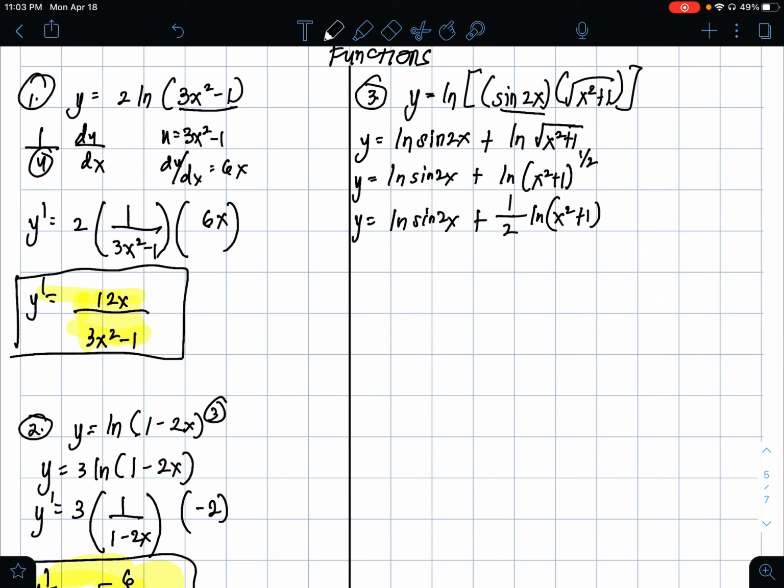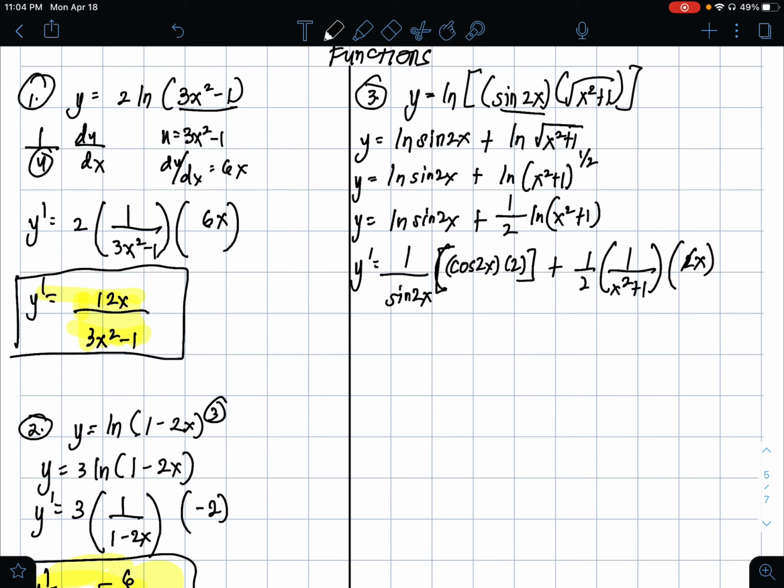So, to differentiate this, we will now start. That's y prime is equal to ln of sine 2x. So, sine 2x is our u. So, that's 1 over sine 2x times the derivative of sine 2x. The derivative of sine x is cos x, right? So, this is cos 2x, but we have to multiply it by 2. Okay? Plus 1 half times 1 over u. Our u is x squared plus 1. And then, our du over dx there is 2x. Okay, we can cancel 2.